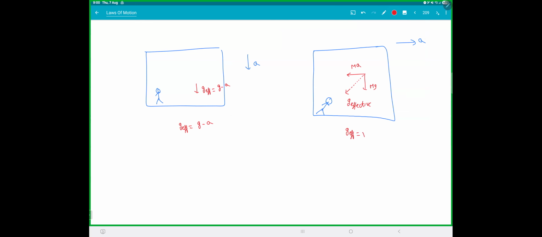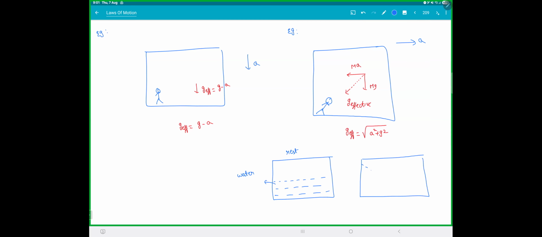Since both are perpendicular, it will be root over a square plus g square. Where do these things happen? Think of it like this. If you take a compartment with water, and let's say the compartment is at rest. If you accelerate this with A, you'll observe the water will actually become like this.